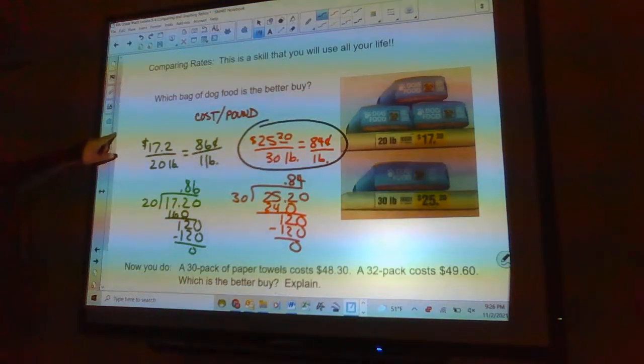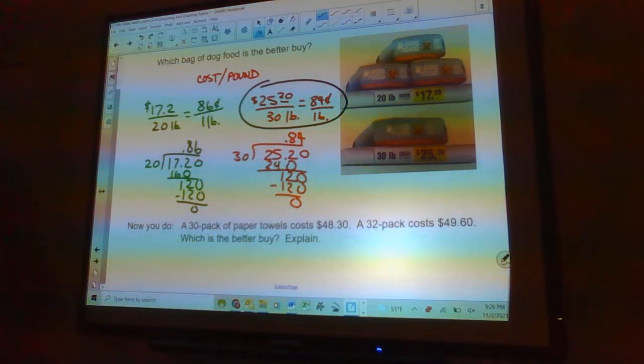Okay, so now you're going to do this. You're going to compare a 30-pack of paper towels, which costs $48.30, to a 32-pack, which costs $49.60. Which is the better buy? Explain why. Okay, so you go ahead and pause the video here, do this problem, and then jump back on and see how you did.